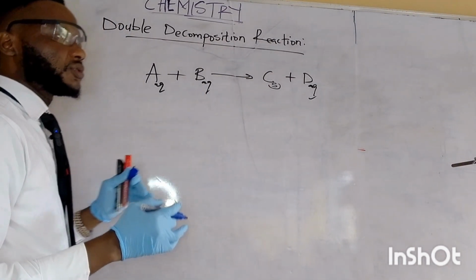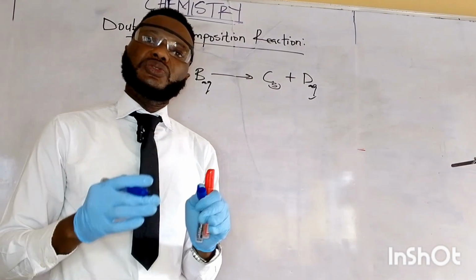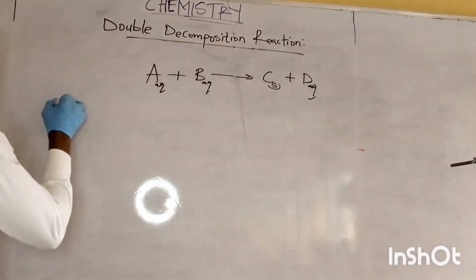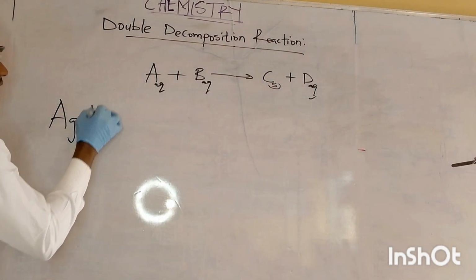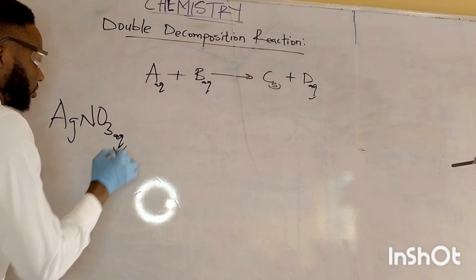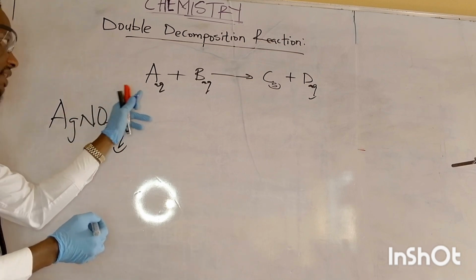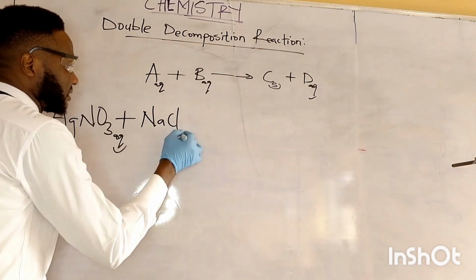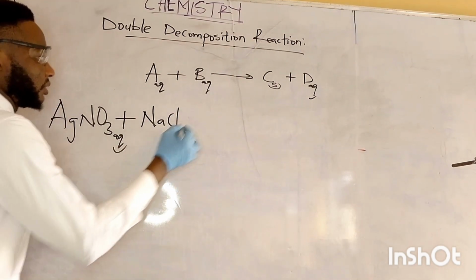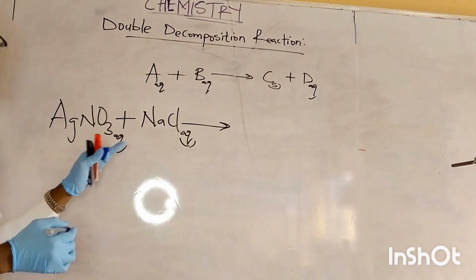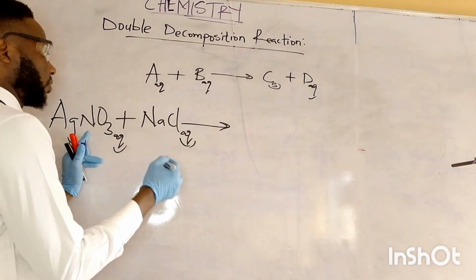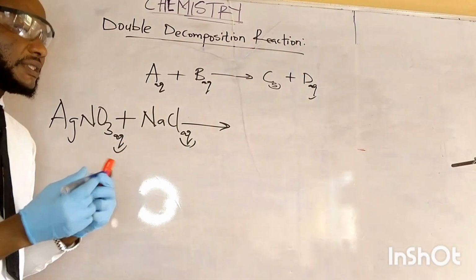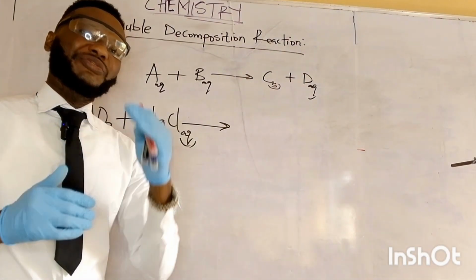So, don't forget that double decomposition reaction is used in the preparation of insoluble salts. Now, let's have silver nitrate, AgNO3. I write aqueous because it is soluble in water. Then, plus what? Plus, I will have my sodium chloride, NaCl, aqueous as well, soluble. Then, reacts to give you, this is a double decomposition reaction. This will react to give you what? Before I even complete it, the definition says that it is by exchange of radicals.